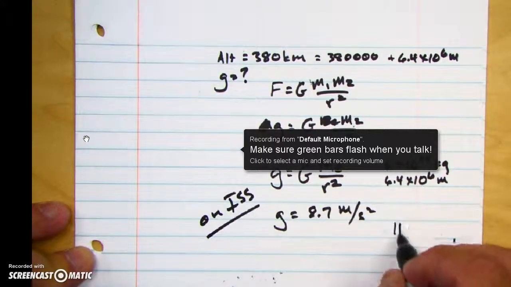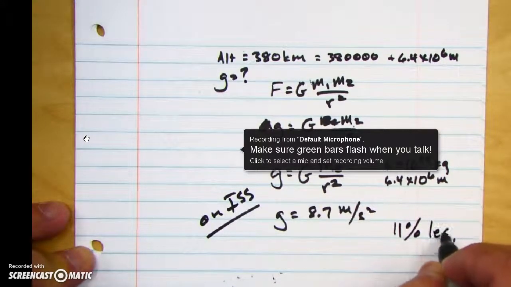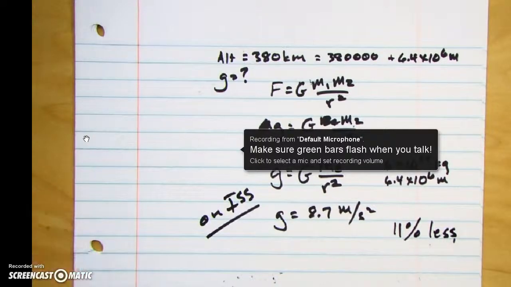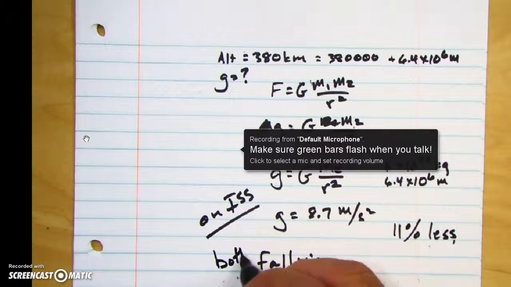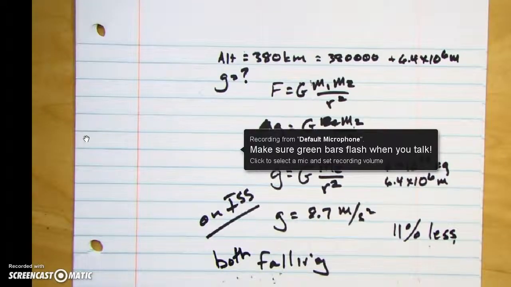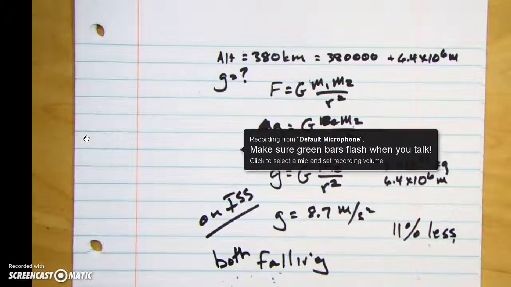It's only 11% less. The astronauts are not weightless. The reason they feel weightless is because they're falling. But so is the space station. So they're both falling. Since they're both falling, they don't press on each other. So therefore, they don't feel anything.